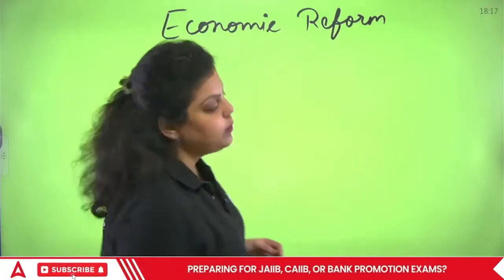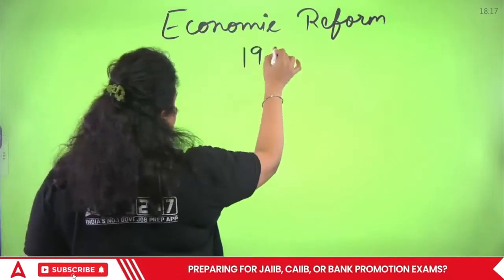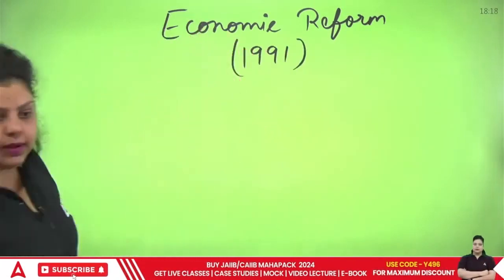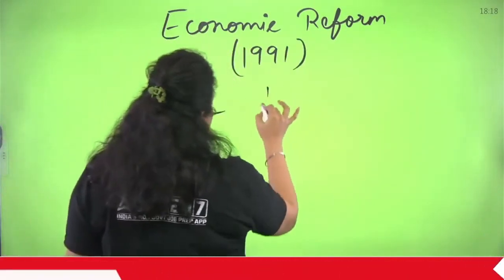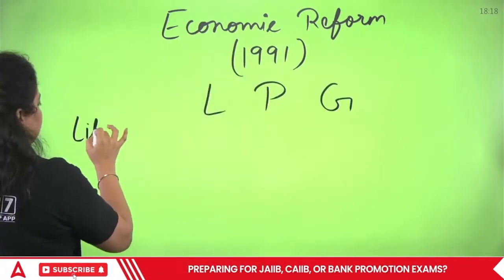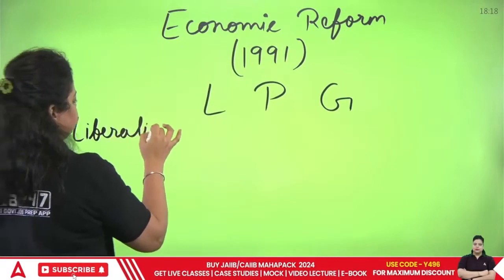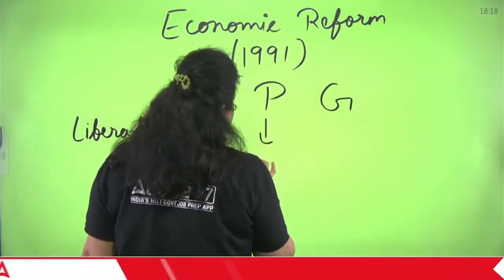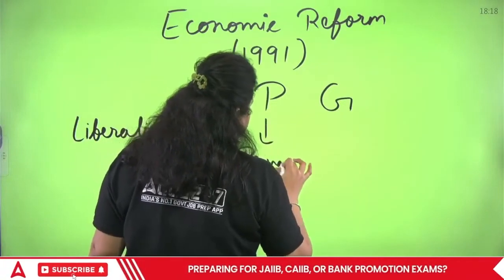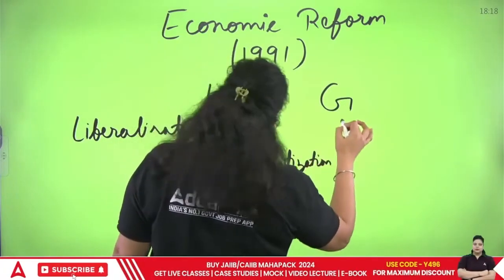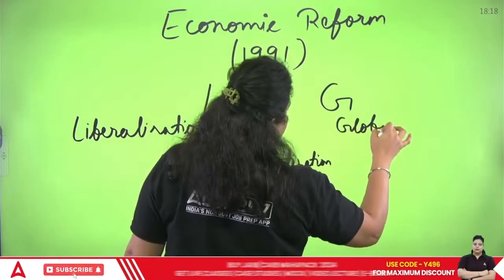So economic reform जो है आपके 1991 में आए थे. मतलब economic reforms last जो हुआ था वो 1991 वाला ही है और ये हमारा था LPG. Now L stands for liberalization. L आपका क्या है? Liberalization. P stands for privatization. हमारा P है privatization. और अगर मैं G की बात करूं तो it stands for globalization, जो कि आज हमें पढ़ना है.